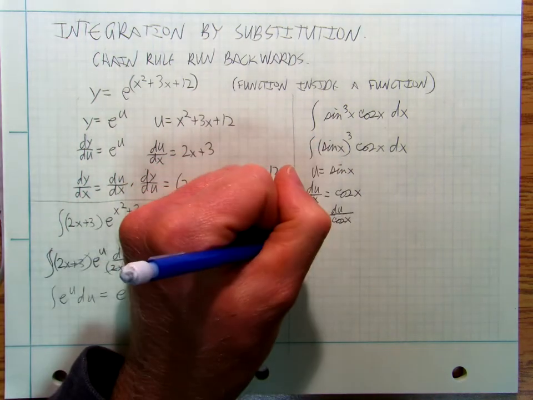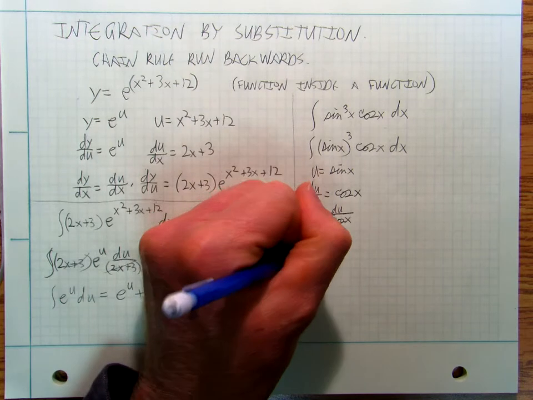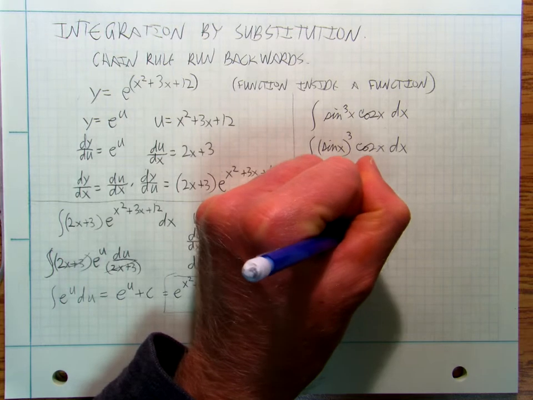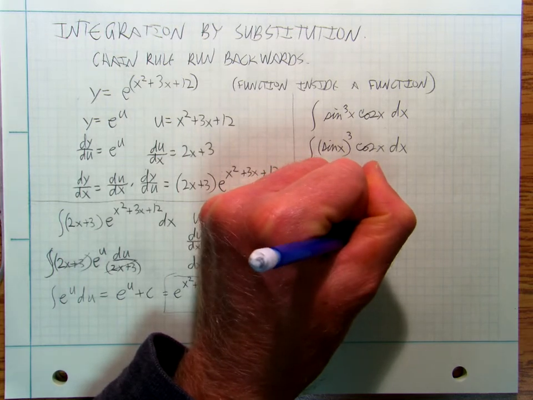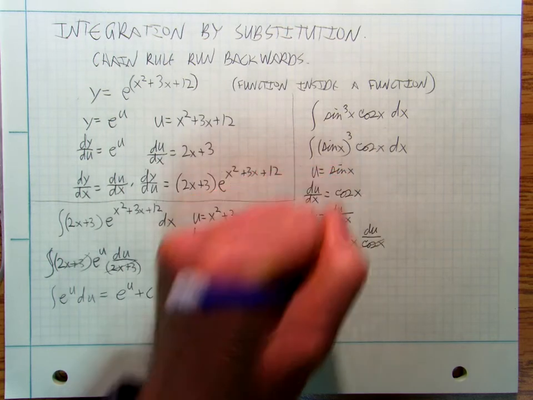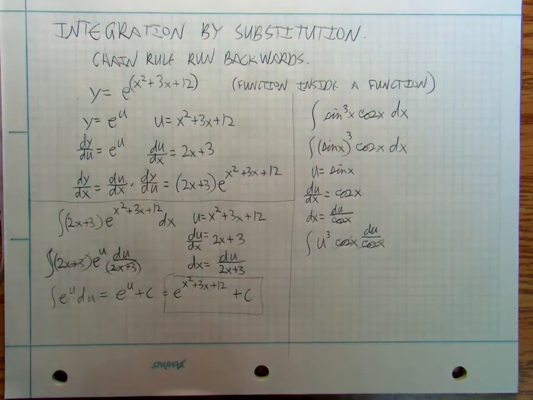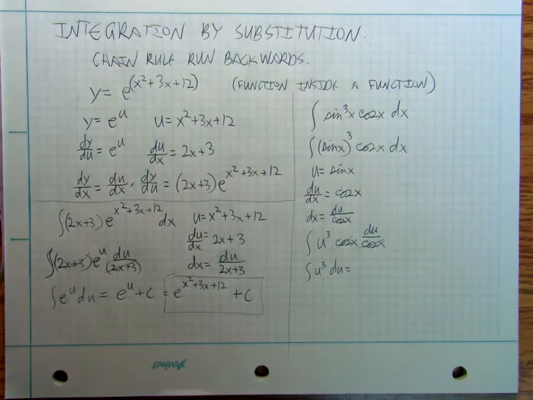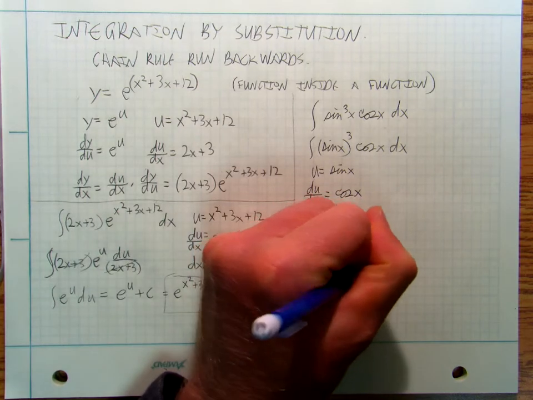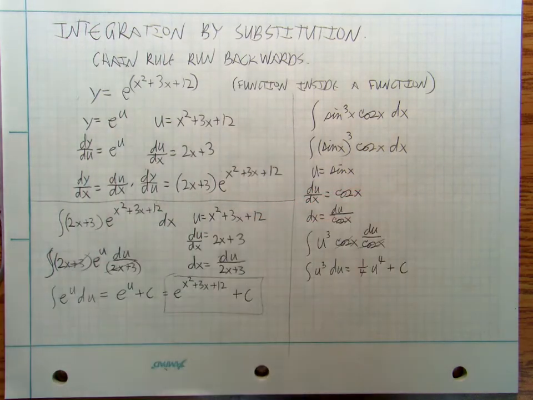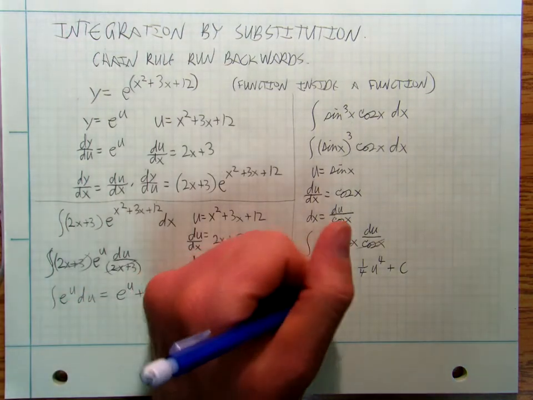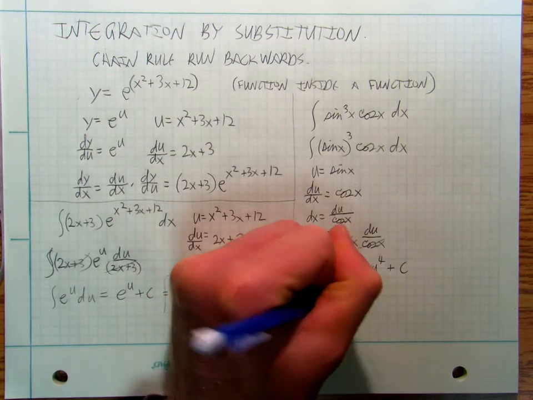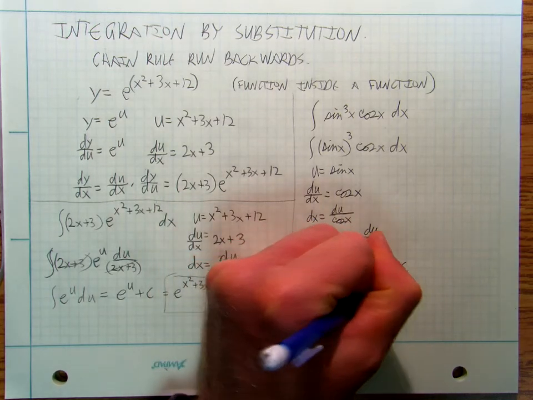And so now I have the integral of u cubed cosine x du divided by cosine x. Once again, conveniently enough, the cosine x's cancel out. So I've got the integral of u cubed du, which we know is 1/4 u to the 4th plus c. And so my answer is going to be 1/4 sine to the 4th of x plus c.